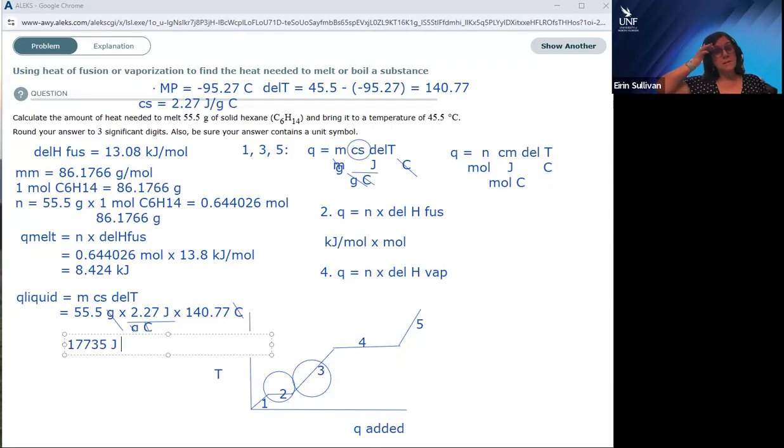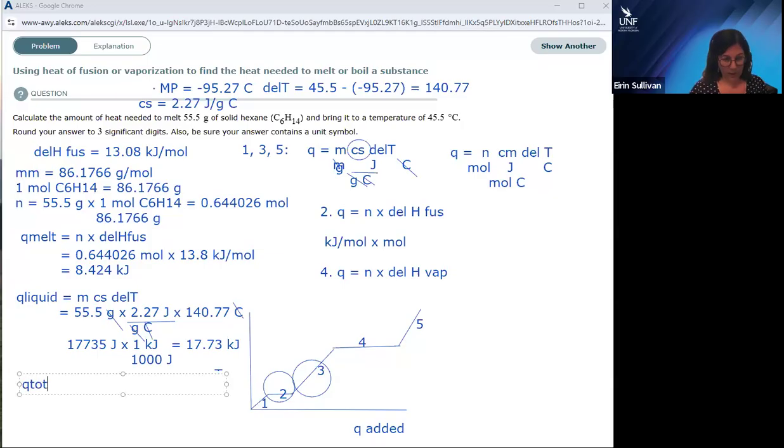In order to add that to my Q melt, I'm going to convert that to kilojoules. So 1 kilojoule over 10 to the 3 joules. That's going to be 17.73 kilojoules, which is probably enough sig figs. So for section 2, Q melt is 8.4, and for section 3, Q liquid is 17.7.